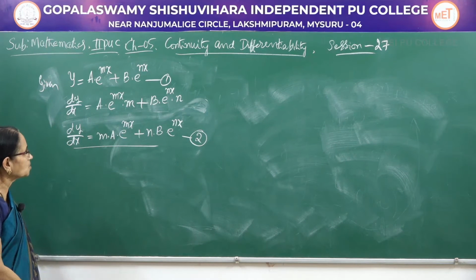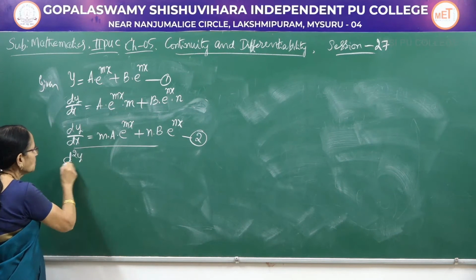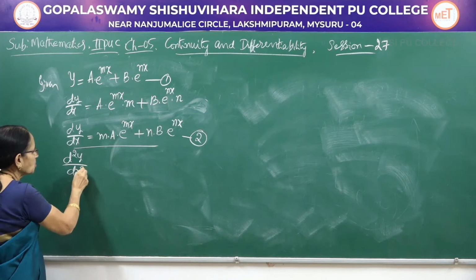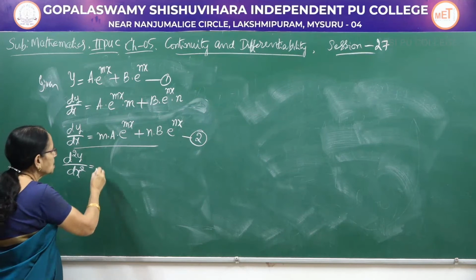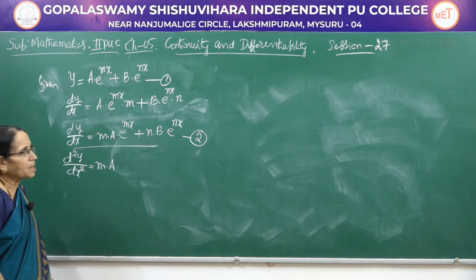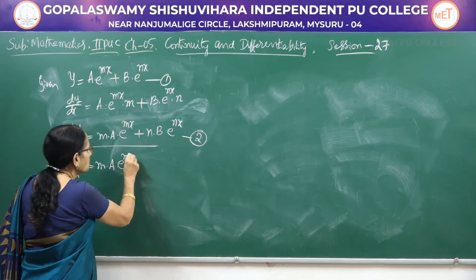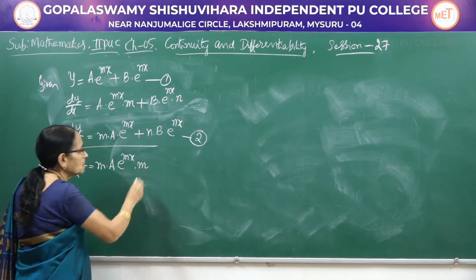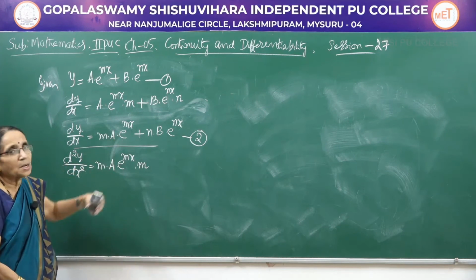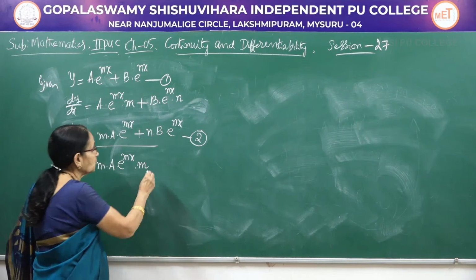Okay, now let us go for the second derivative. d square y by dx square would be equal to m into a into e to the power mx. No product rule or anything, it's the chain rule we are applying. e to the power mx into another m. Be careful to write m and n neatly. You should not get confused.